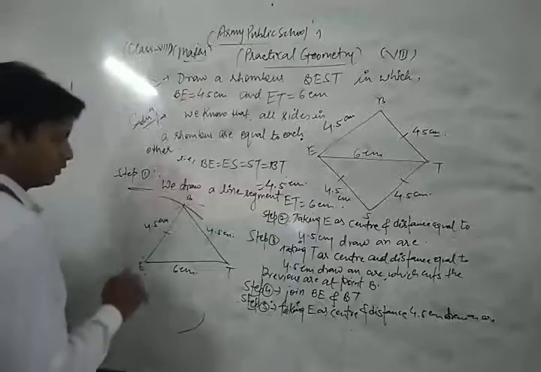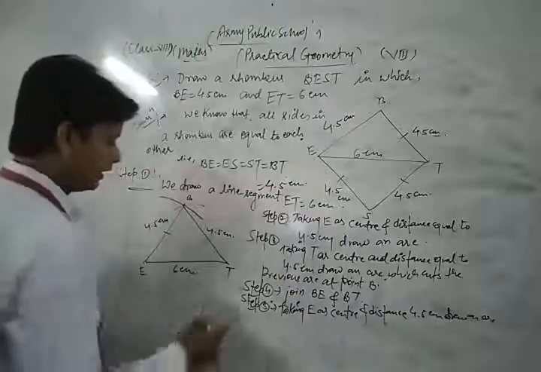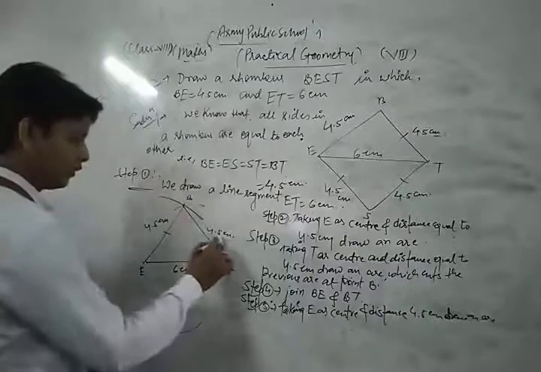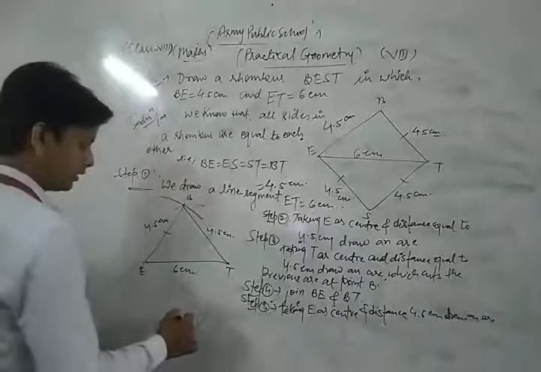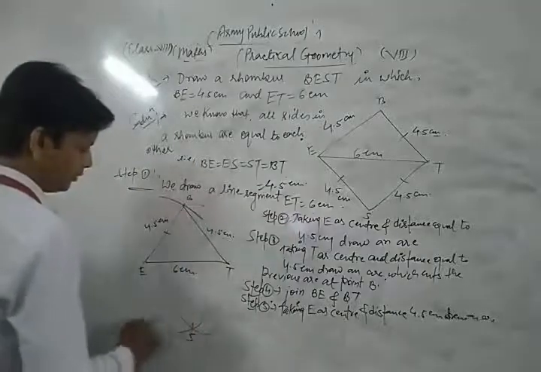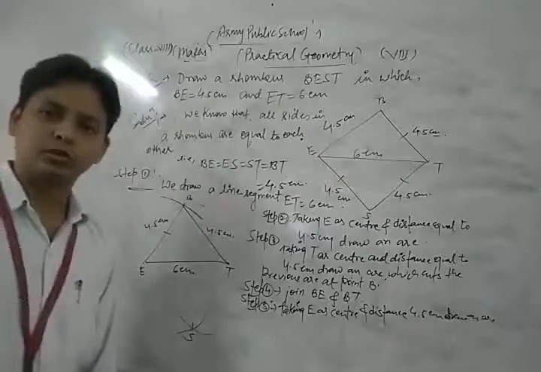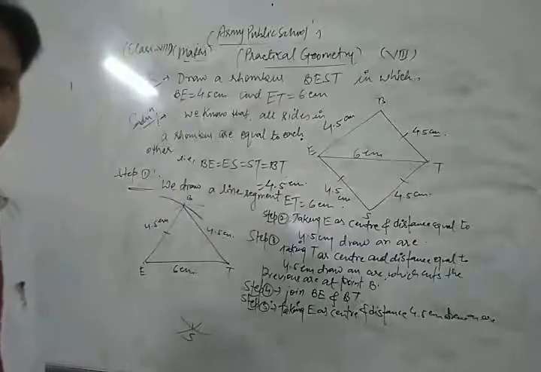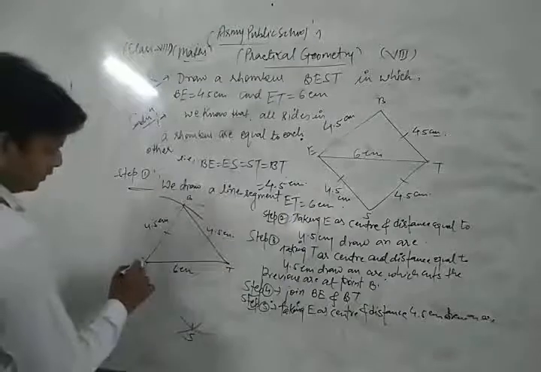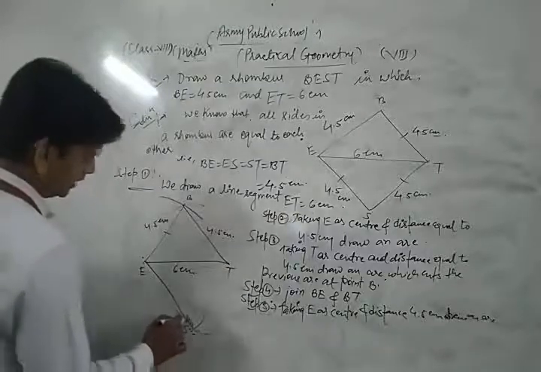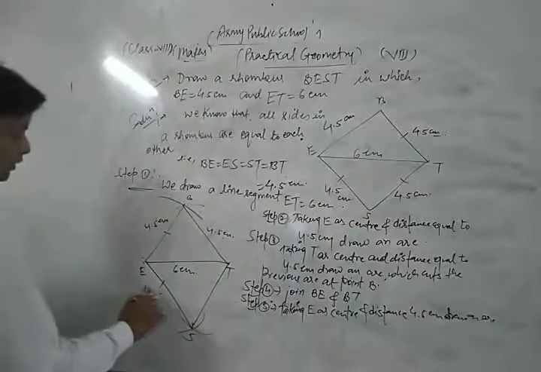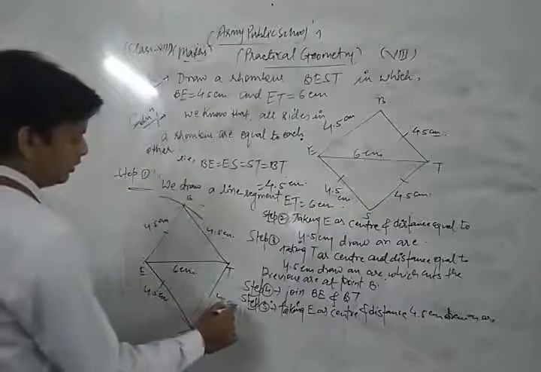Now, similarly, in next step, taking T as center and distance equal to 4.5 centimeter, draw another arc which cuts the previous arc at point S. Suppose that. Okay. Now, finally, we just join ES and ST, which is equal to 4.5 centimeter and 4.5 centimeter.